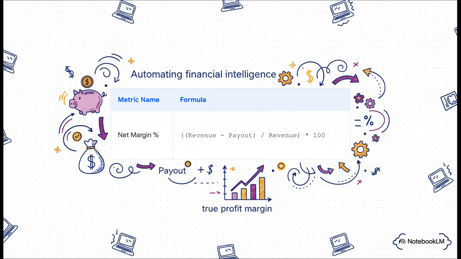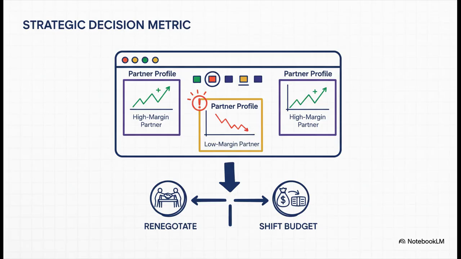This calculation gives you the true profit margin on any partner, any offer, any campaign. This is where you get to stop being reactive and start being proactive. This metric basically acts like a warning light. It instantly flags partners with low margins. So now you can make strategic choices. Do you try to renegotiate their payouts, or do you just shift that budget over to the partners who are actually driving more profitable traffic?